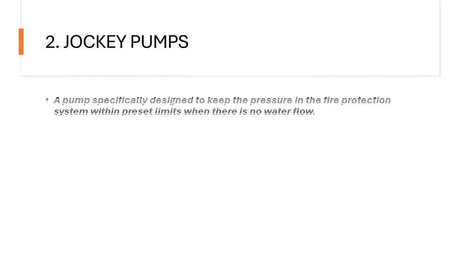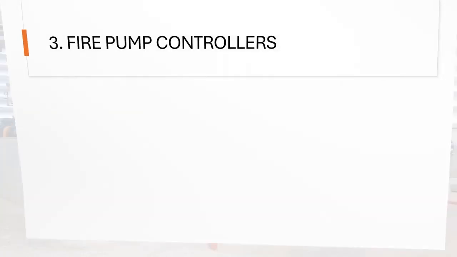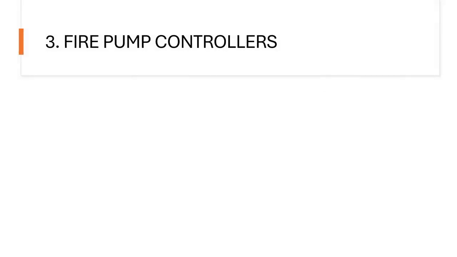Basically, jockey pumps are specifically designed to keep the pressure in the fire protection system within preset limits when there is no water flow. In short, we can say jockey pumps maintain system pressure, preventing unnecessary activation of the main fire pumps. So this is the picture of a jockey pump. They are also a main component in the fire pump room.